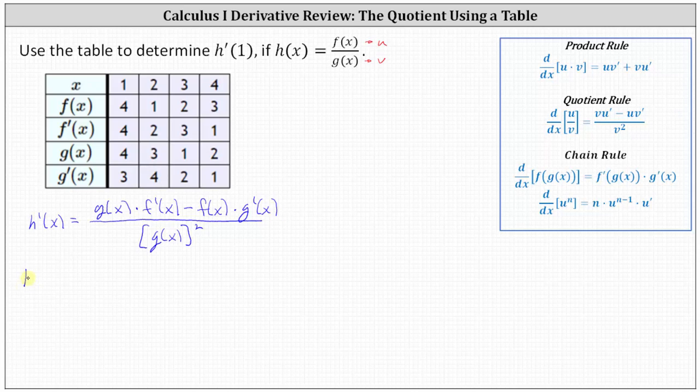This indicates that h prime of 1 is equal to g of 1 times f prime of 1 minus f of 1 times g prime of 1, all divided by the square of g of 1. And now we can use a table to determine all these function values by using the column for x equals 1, which is the first column.